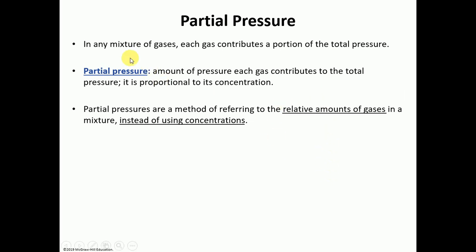That relative amount is known as the partial pressure, which is the amount of pressure that each gas contributes to your total pressure. It is directly proportional to the concentration. So your partial pressure is a much better representation than just how much oxygen there is. You want to think about how this amount of oxygen contributes to the pressure of air.